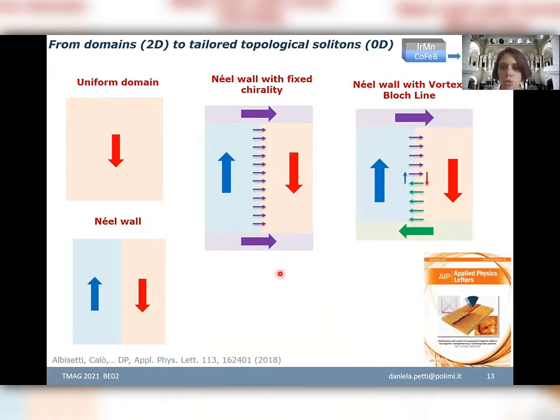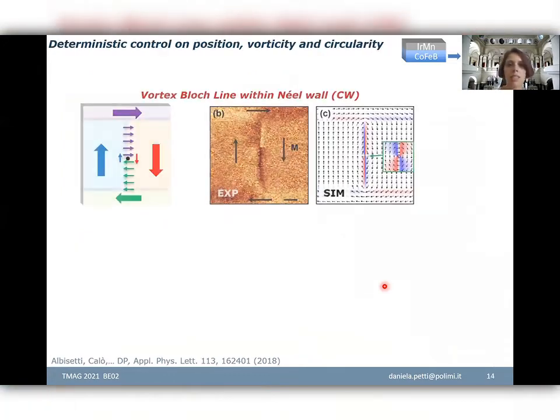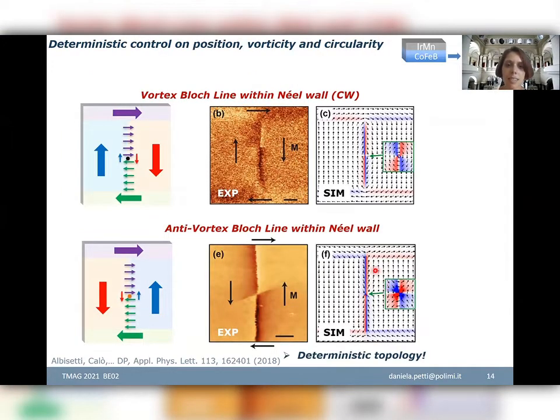And then if we imagine to write, for instance, one of the two domains with the magnetization anti-parallel to the other one, we can create an L wall, a vortex line within the L wall. These are the experimental results. In the center panel, you can see the MFM image of a vortex block line or an anti-vortex block line. This can be stabilized by choosing the direction of the magnetization in the fourth region of the sample shown here on the left. And here you can see on the right, again, the simulation.